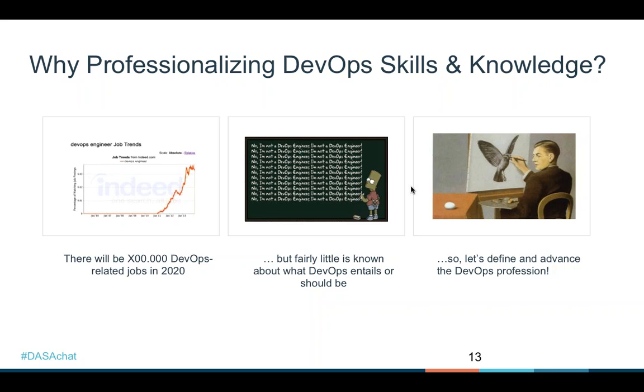At the same time, fairly little is actually known about what it entails or what it should be, with the risk that it is becoming an acronym plotted on basically everything related to IT, and I think that's dangerous. And when we looked into it in more detail, we found that there was definitely a need for a broader standard, a frame of reference, a way to professionalize and define this field, and also advance the way of working and the state of the practice as a community. This is exactly what DASA aims to provide.